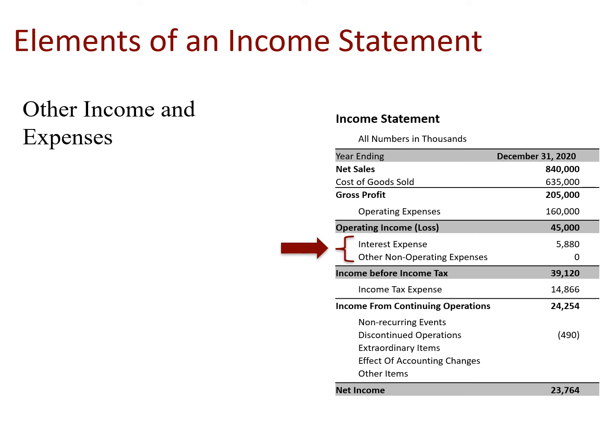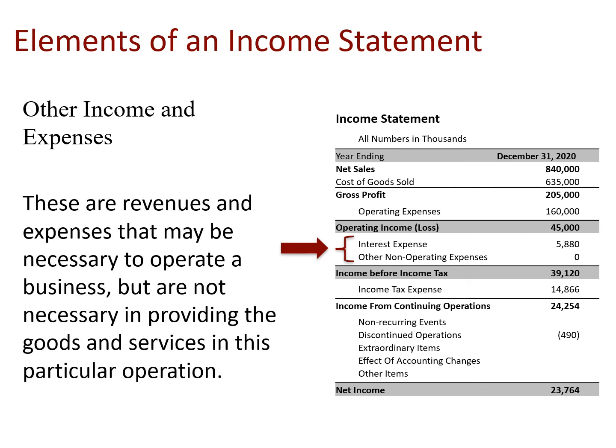Other income and expenses. These are revenues and expenses that may be necessary to operate a business, but are not necessary in providing the goods and services in this particular operation. A prime example of that is interest expense. Interest expense results when we borrow money to finance the capital that we need in our business, which again may be necessary to be in business, but it doesn't necessarily create an expense associated with servicing your customers.